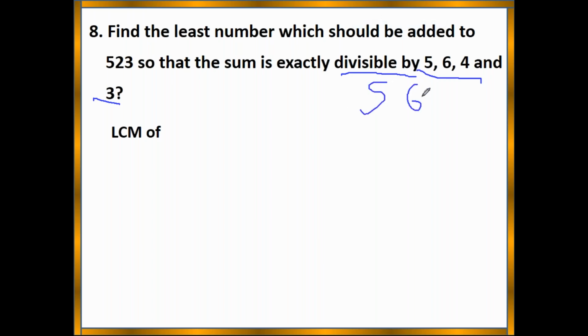5, 6, 60, sir. 4, 3. So 3 is a factor of 6, so directly you can remove it, no problem. 2 fives are 10, 10 threes are 30, 30 twos are 60. That is the LCM.